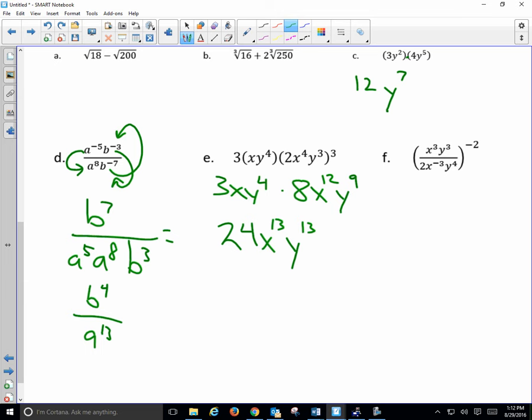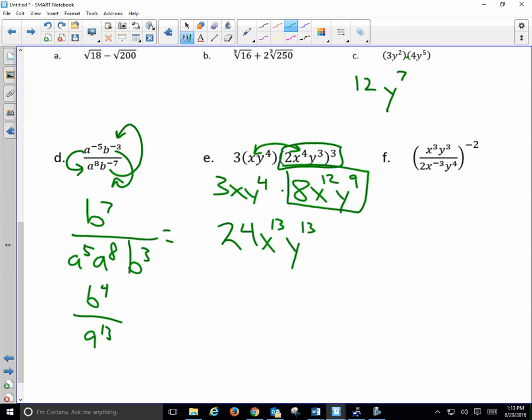24x to the 13th, y to the 13th. Anybody know a mistake that people might make during this process? Yes. Right here. Okay, and so you got this. Oh, okay, so you took these two, multiplied them together, and then you cubed it. Okay, good. Thank you for sharing. Yeah, and so the parentheses would be the powers, so you would do that first.